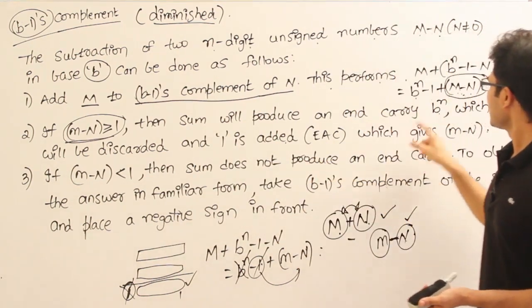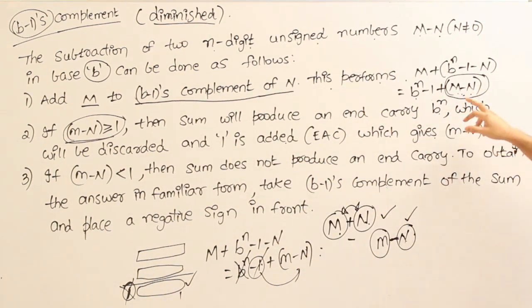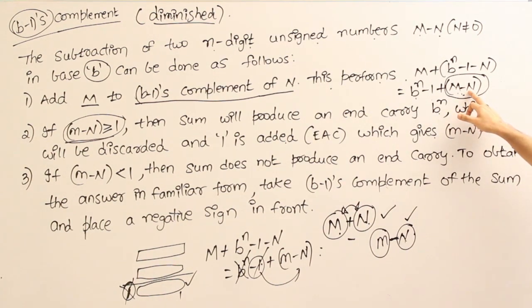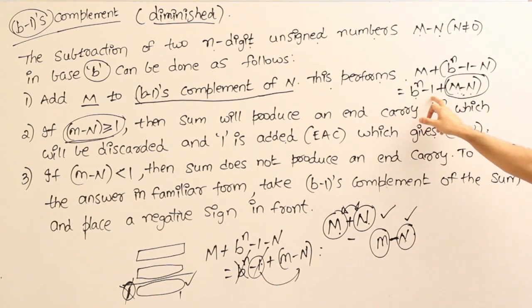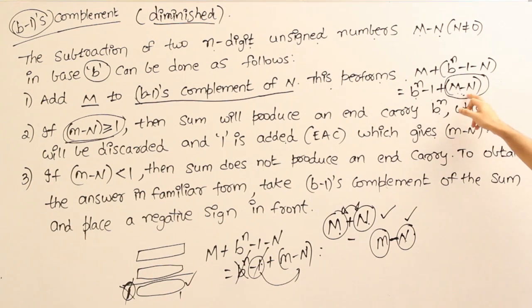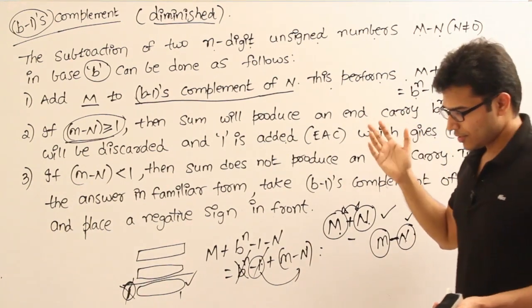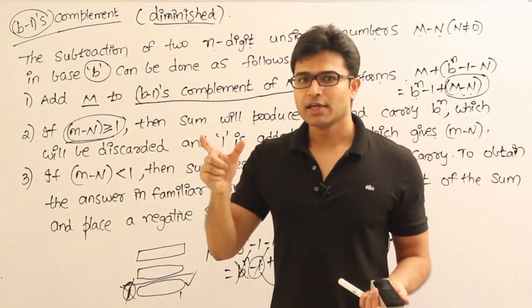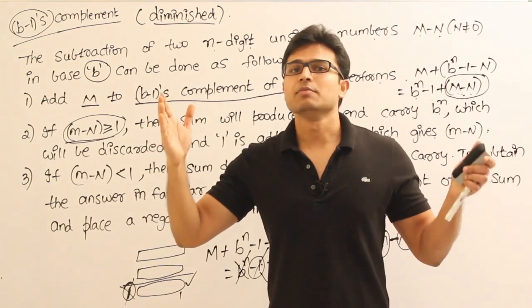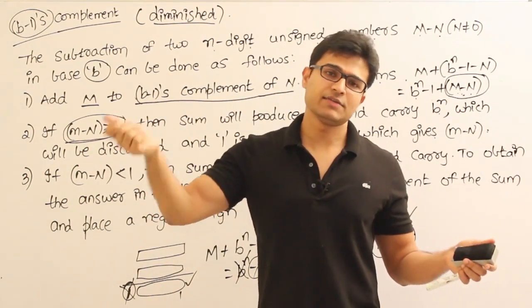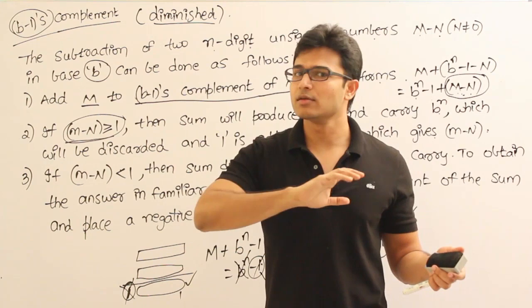And the other case is when m minus n is less than 1. Then the maximum value possible will be b power n minus 1, in case it is 0. Otherwise the number will be less than b power n minus 1. With n bits, the maximum number representable is b power n minus 1. So if the result is less than b power n minus 1, definitely there will be no carry.